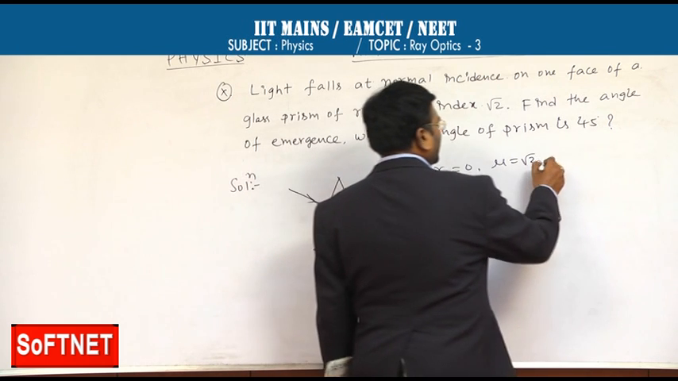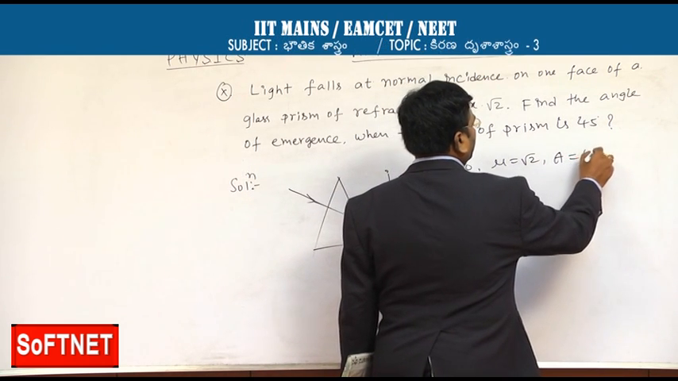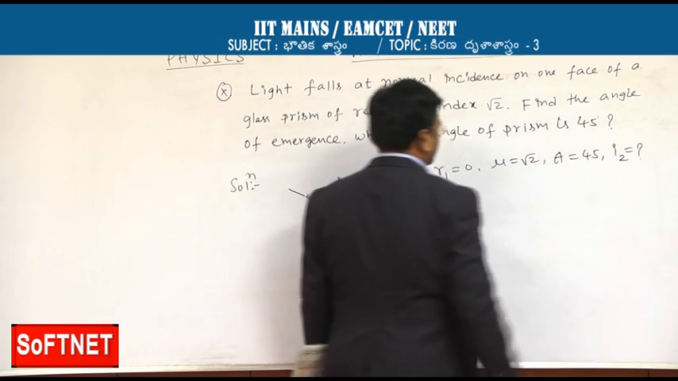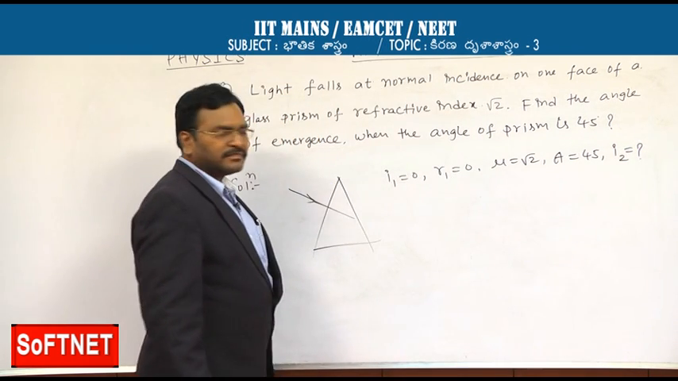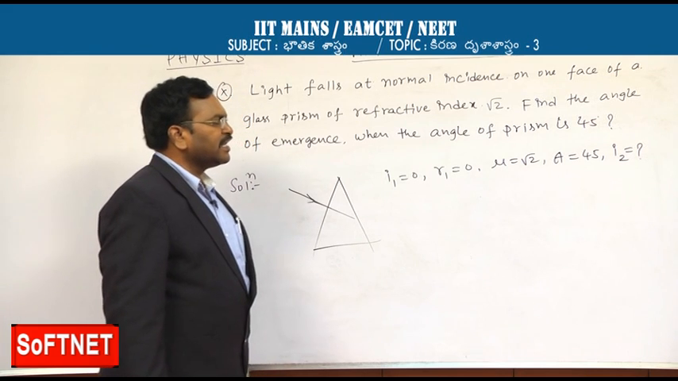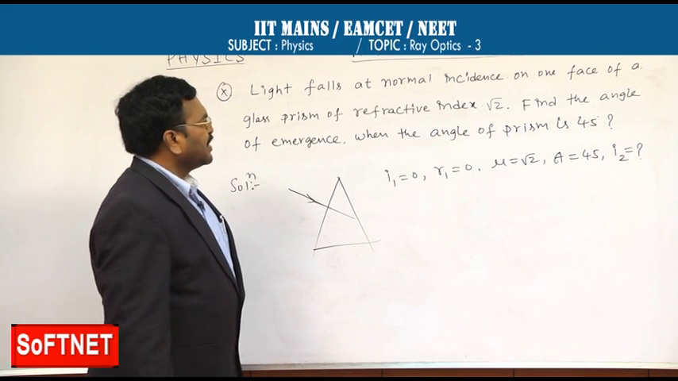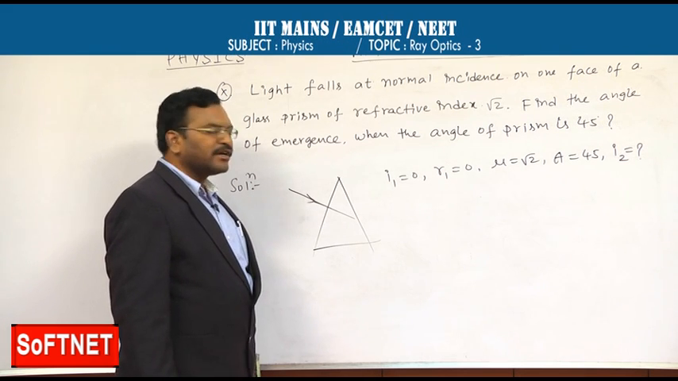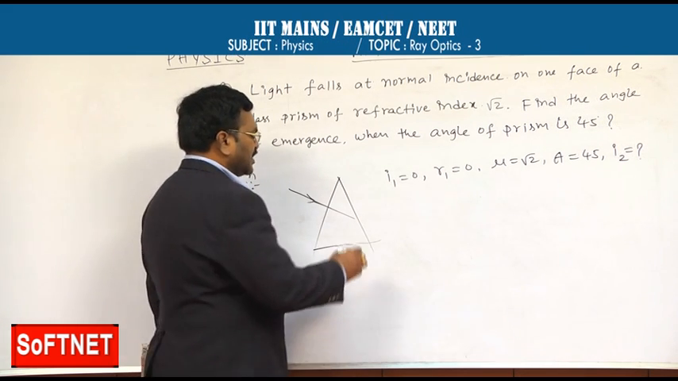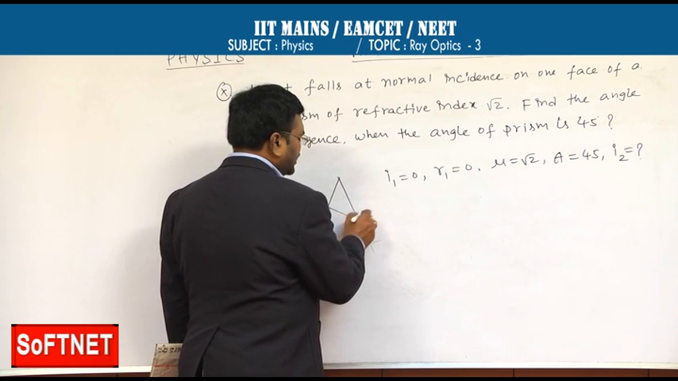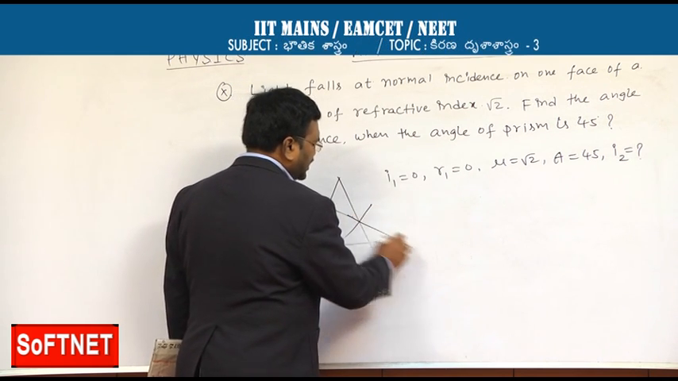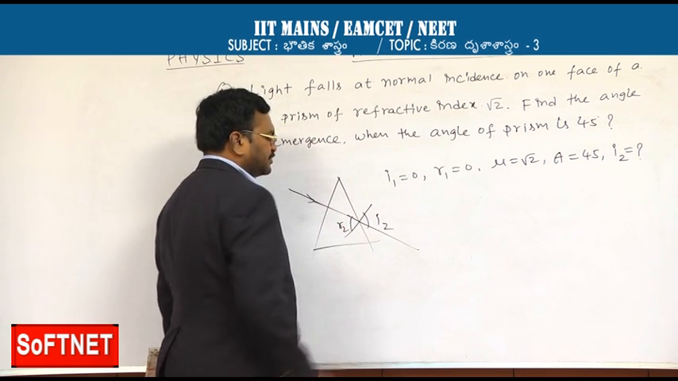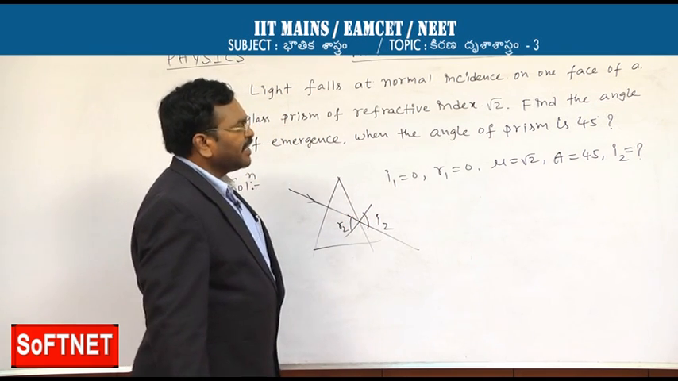Here we want to calculate the angle of emergence, where the angle of the prism is 45 degrees. How do we calculate now? Here the angle of the prism we know. A is equal to what? Suppose here like this, it emerges, this is the normal. It emerges like this. They are asking I2. How do we calculate?